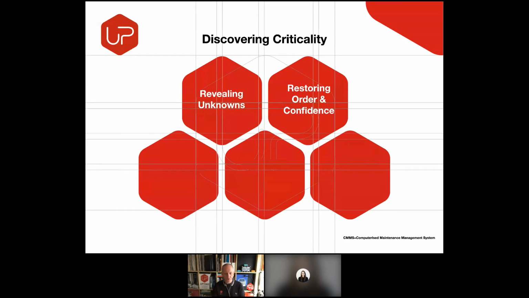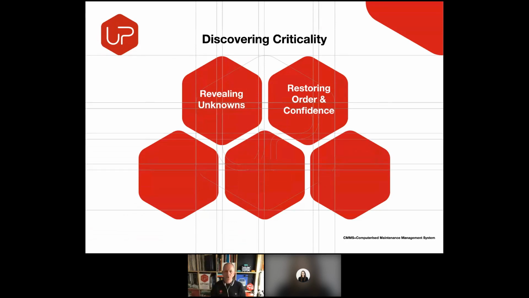So when I discovered criticality, the main things when I thought about this presentation were that it revealed unknowns, all the unknowns that we didn't know about our equipment, we didn't know about our people, we didn't know about our ways of operating. It revealed those for us. It restored, over time, some order and confidence. And the confidence came from the operations part. So the operations part of the business really didn't understand what maintenance did.